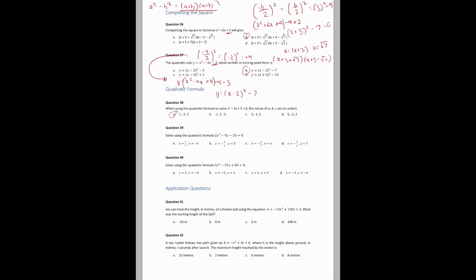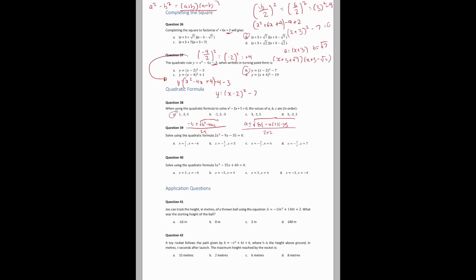So remember, the quadratic formula was -b plus minus square root b squared minus 4ac divided by 2a. That was what the quadratic formula states, and it allows you to find your x-intercepts. So substitute the values in. Therefore, that's going to be 9 plus minus square root of 81 minus 4 times 2 times -35, all divided by 2 times 2.